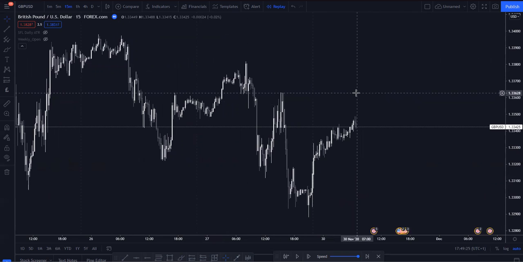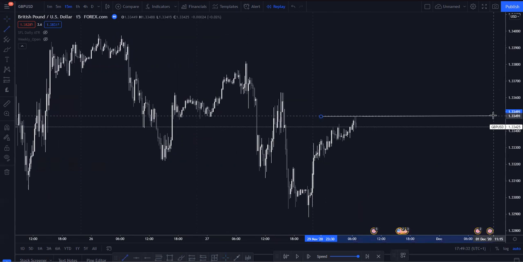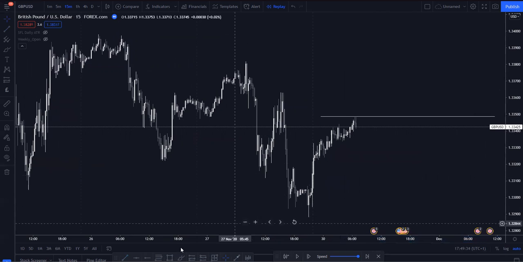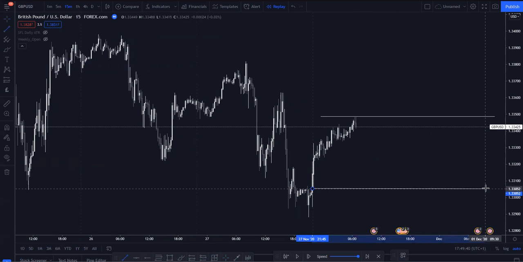So price action paused at 6:30, just before the London traders come in. Mark up the high once more, and then I'm going to mark up the low, which I believe is the start of the Asian session, right?